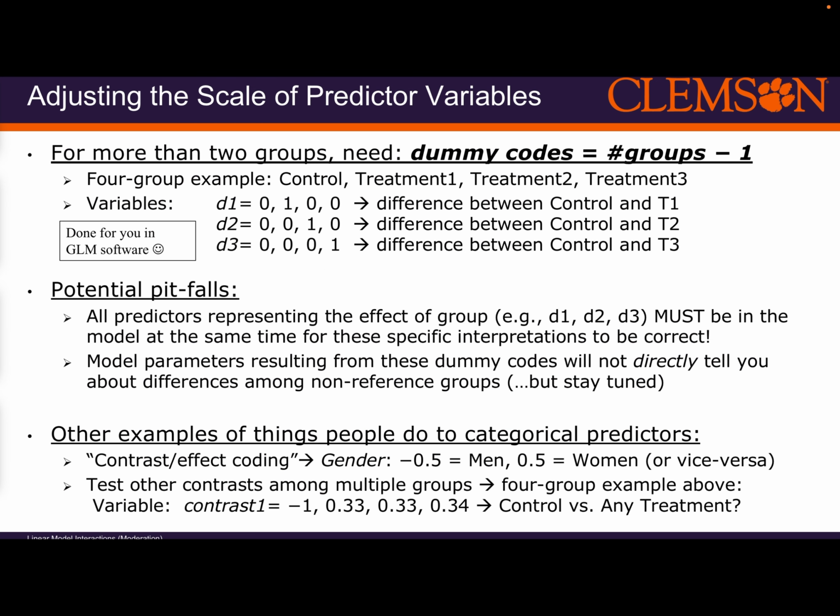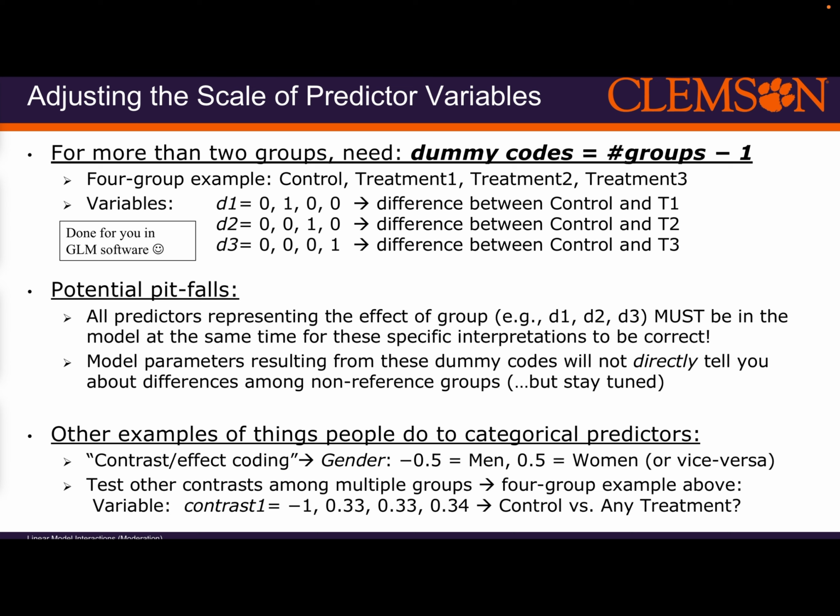For more than 2 groups, what we need is the number of dummy codes to be the number of groups minus 1. So for instance, if we have an experiment where we have a control group and 3 different experimental treatment groups, treatment 1, treatment 2, and treatment 3, that one variable group would have to have 3 different coded variables to be entered into the model itself, right?